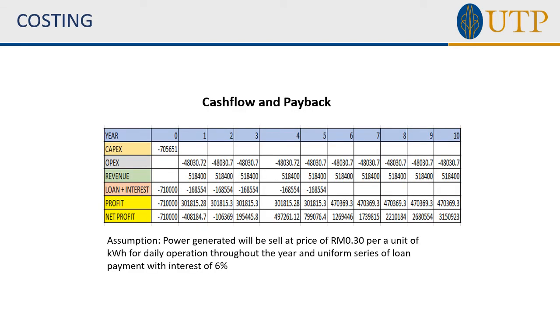For the cash flow and payback calculation, there are two assumptions. The power generated will be sold at the price of 30 cents per kilowatt hour for daily operation throughout the year, and a uniform series of loan payments with an interest of 6%. Based on these two assumptions, the cash flow and the payback calculation of the costing can be calculated and estimated accurately.